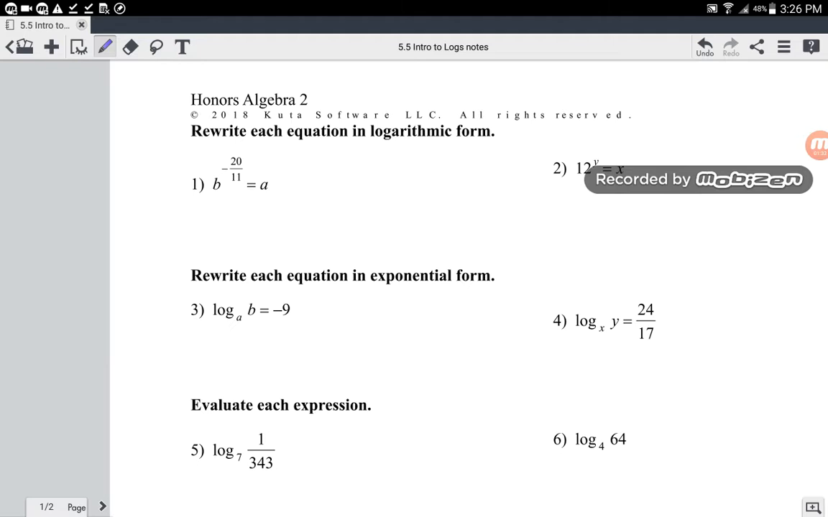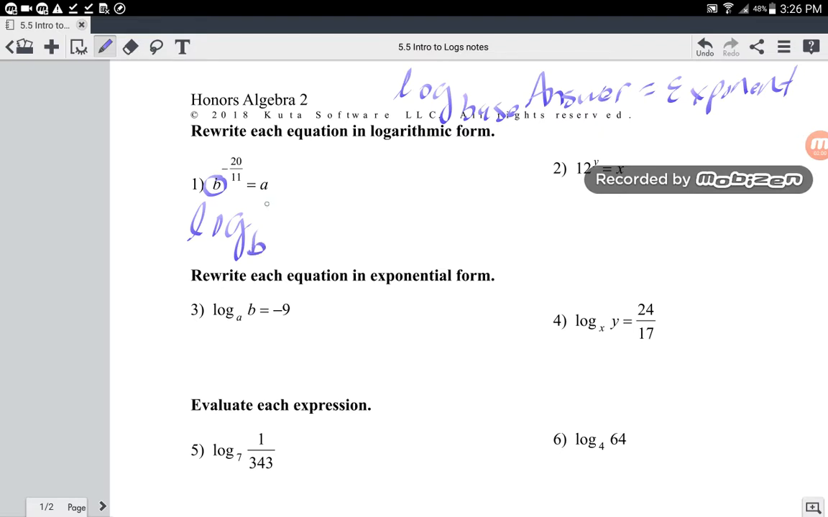So here we have rewrite each equation in logarithmic form. So we're going to turn it into log base answer equals exponent. So I'm going to start off with log. The base of the log is going to be the same as the base of the exponential, b. Log base answer. Answer is a, and it's going to equal the exponent, negative 20 over 11.